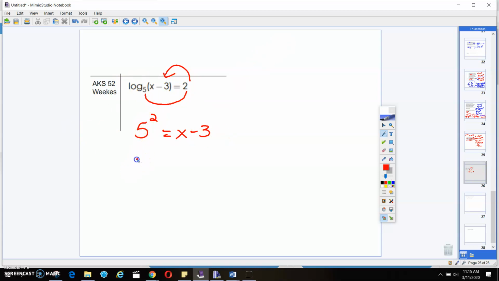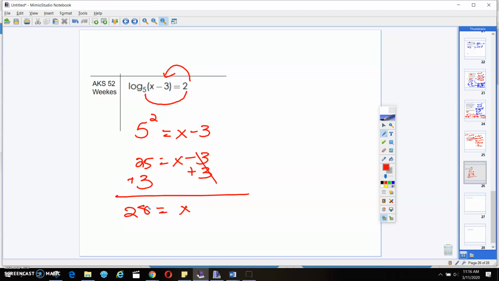So 5 to the second power is going to give me 25. And if I solve for x, that means I'm going to add 3 on both sides. X is going to be equal to 28. If you're ever unsure whether or not you did it right, take 28 and plug it back into this. Log base 5 of 28 minus 3, does that equal 2? Well, if I put log of 25 divided by log of 5 in my calculator, I'm going to get 2. So it works.